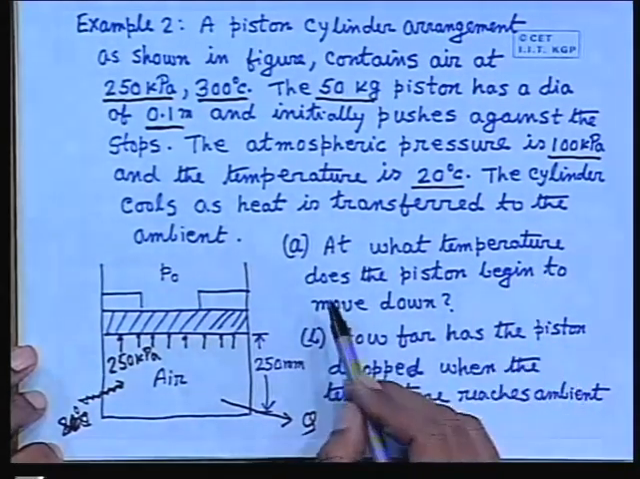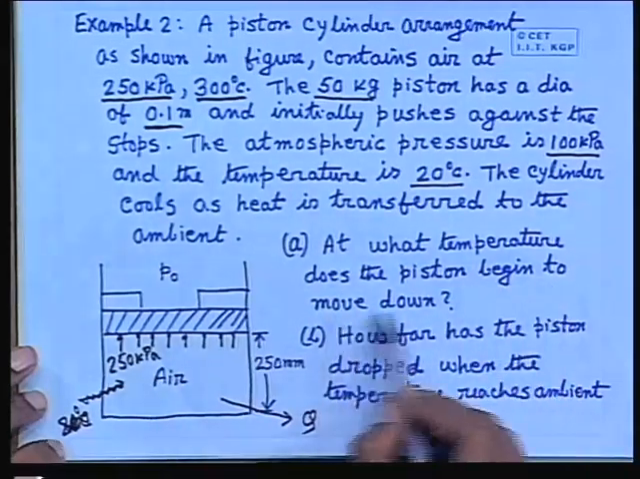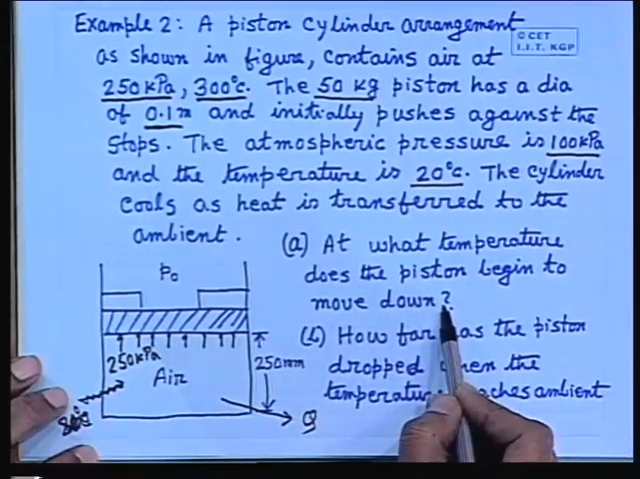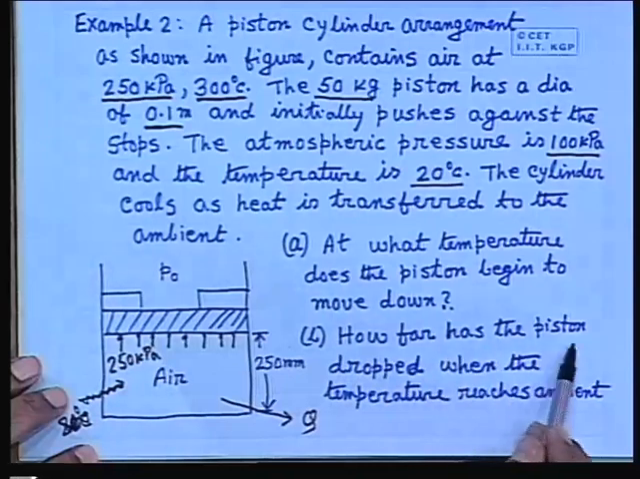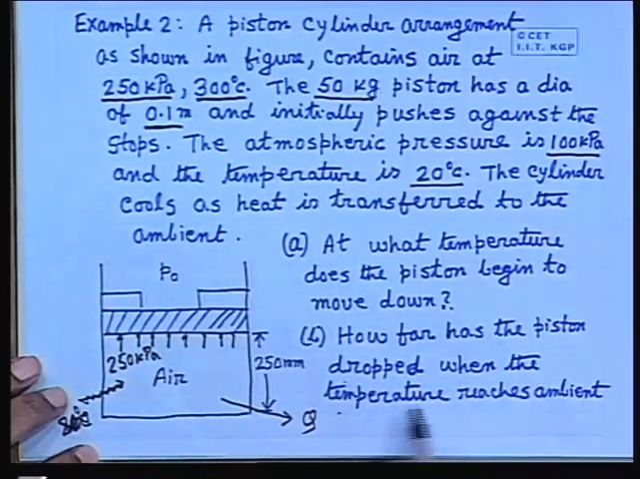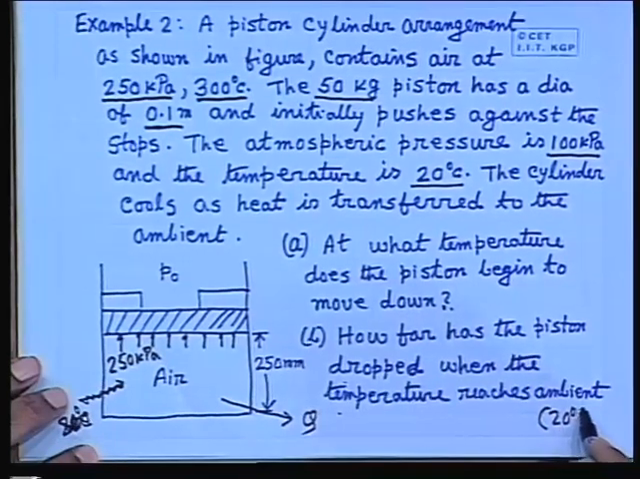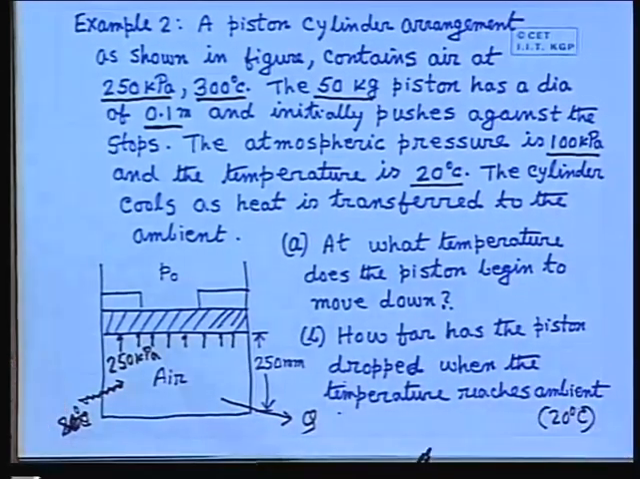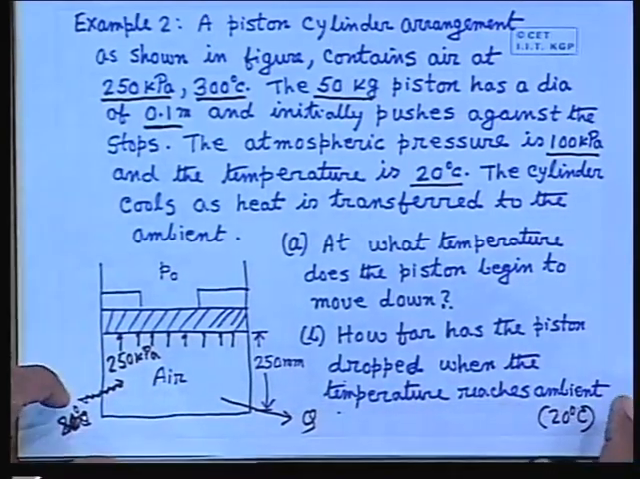At what temperature does the piston begin to move down? That is part 1. How far has the piston dropped when the temperature reaches ambient? That means 20 degrees Celsius, ambient temperature. Now you see what the problem is. Try to understand the problem physically.